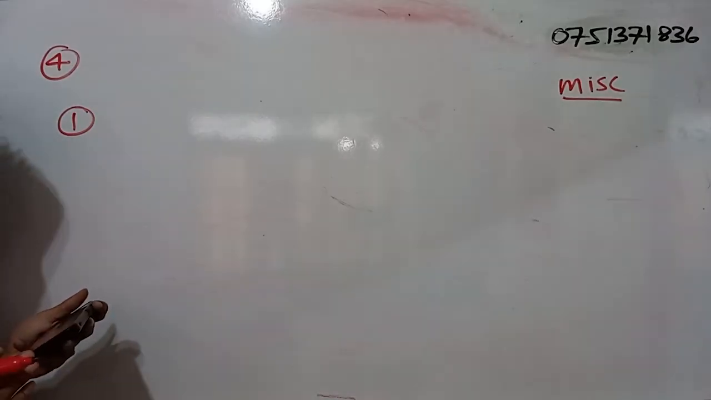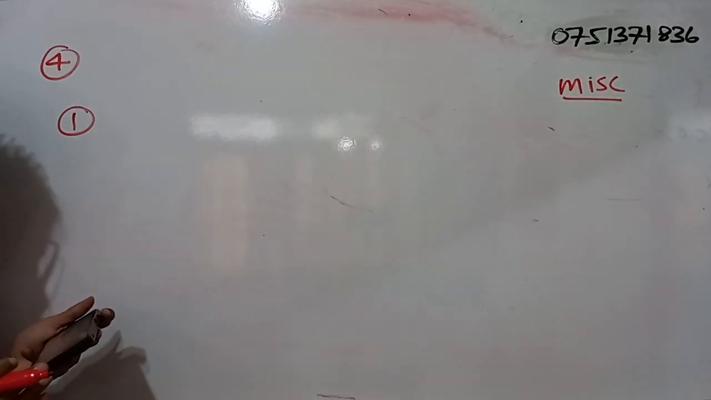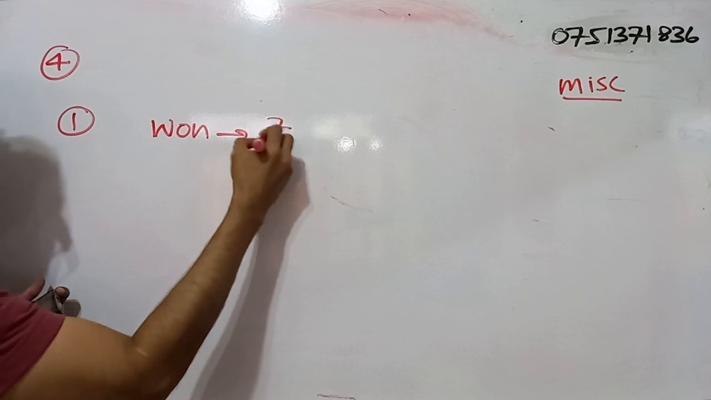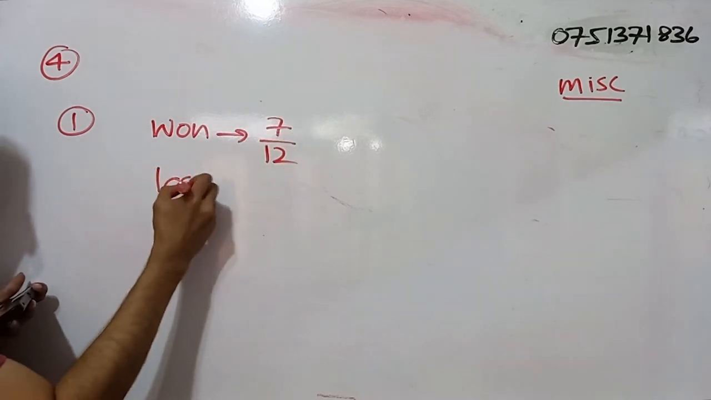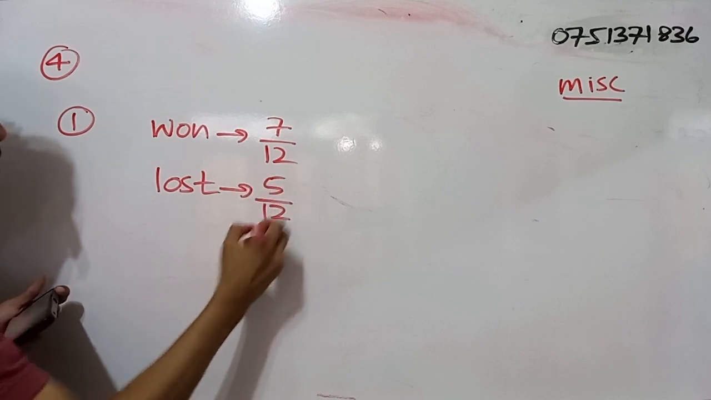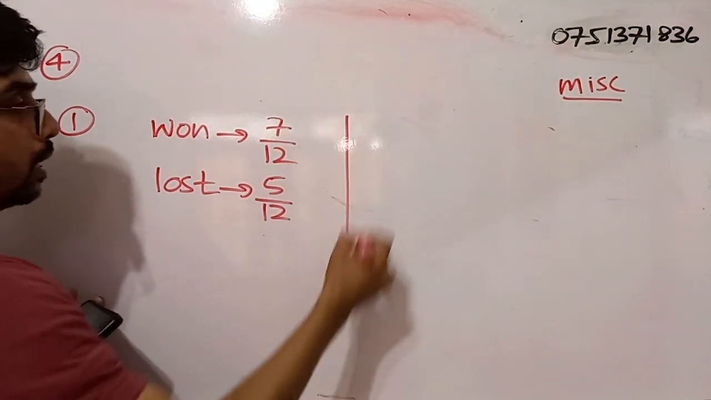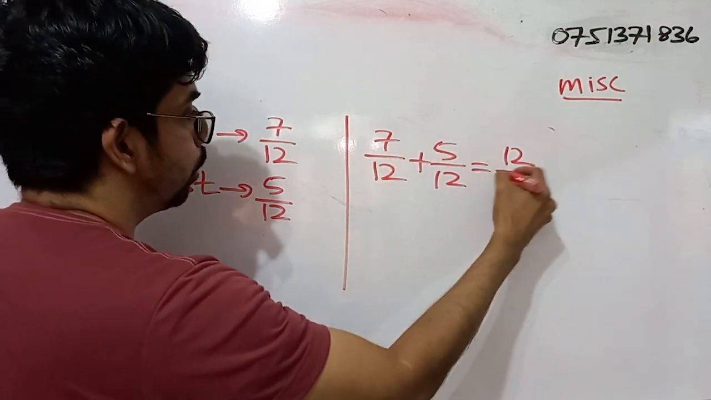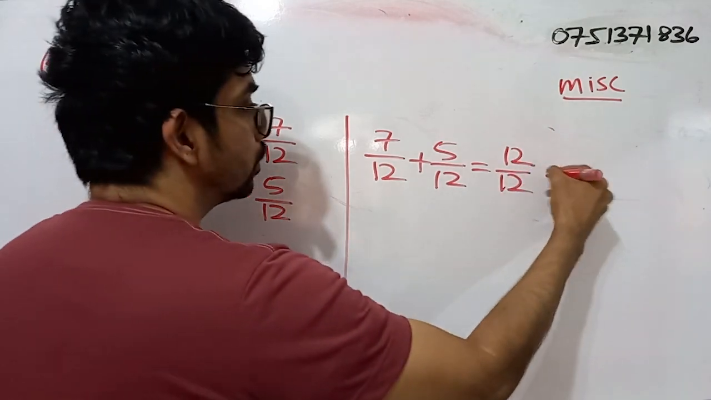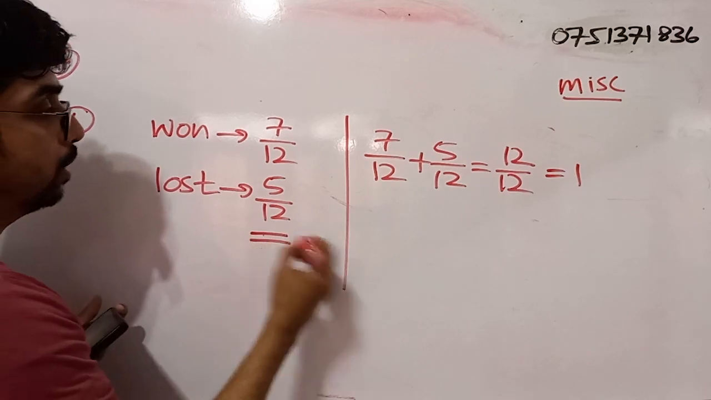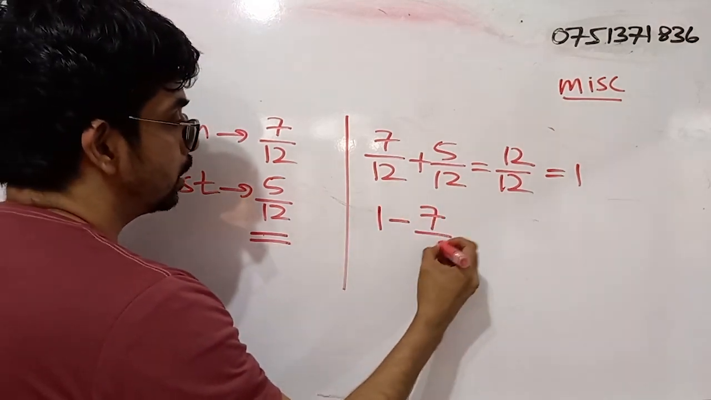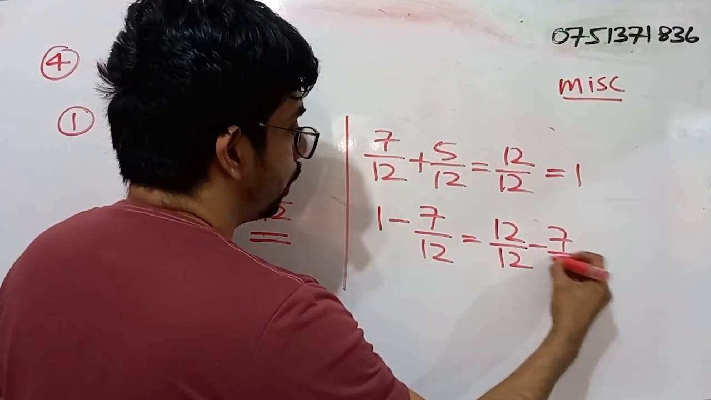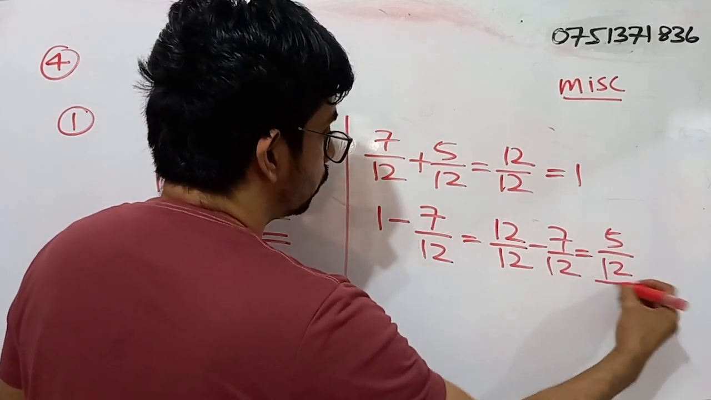So here it is mentioned that all the voters who registered cast their votes. So the person who won received 7 by 12 votes, no? Then the person who lost received what? 5 by 12 votes, no? Right? Why? 7 by 12, when we add 5 by 12 to that, it sums up to 12 by 12 or a whole one. Right? So this will be the answer, or we can get the same answer by subtracting 7 by 12 from 1. So this will be 12 by 12 minus 7 by 12. So the answer will be 5 by 12.